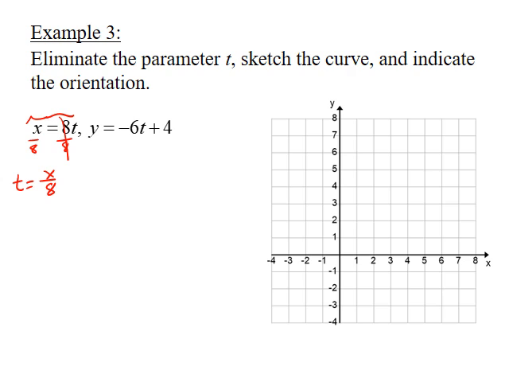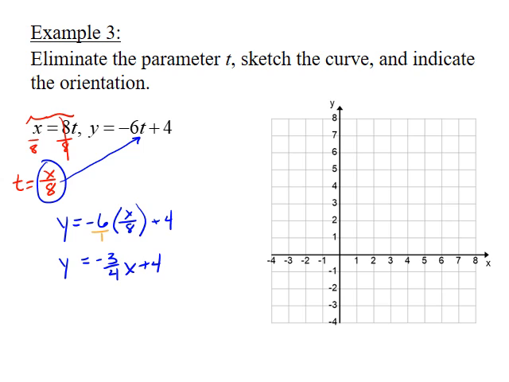Once I have one equation solved for t, I'm going to take it and plug it into the other equation. So this becomes y equals negative 6 times x divided by 8 plus 4. Remember, you can put the negative 6 over 1, multiply across the top, across the bottom, and simplify. So we have y equals negative 3/4 x plus 4. And it is just a fluke that this ended up being the same thing as the previous example.